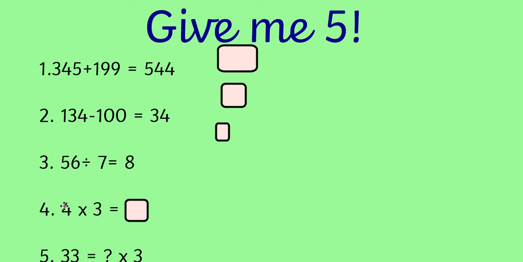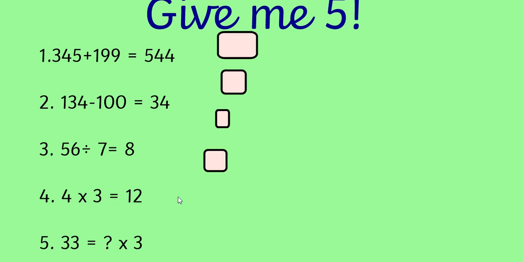Next one there, bit of a simpler one here, 4 times 3. Let's count up in our 3s then. 3, 6, 9, 12. That's 4 times. Or we could have counted up in 4s. We could have gone 4, 8, 12. We would have got 3. But we know that it is 12.